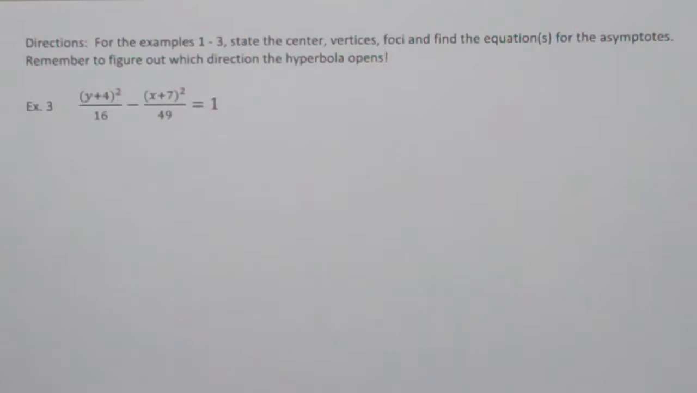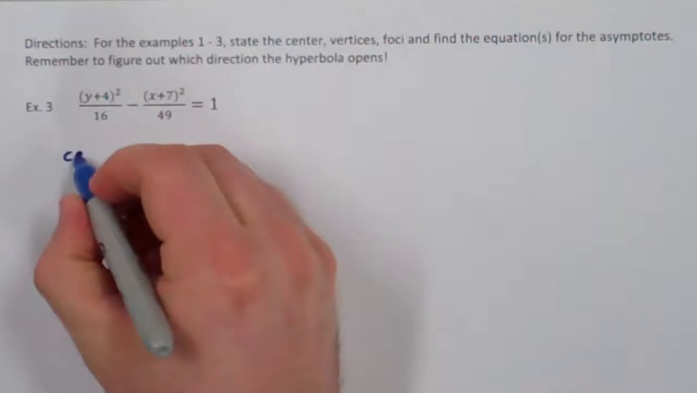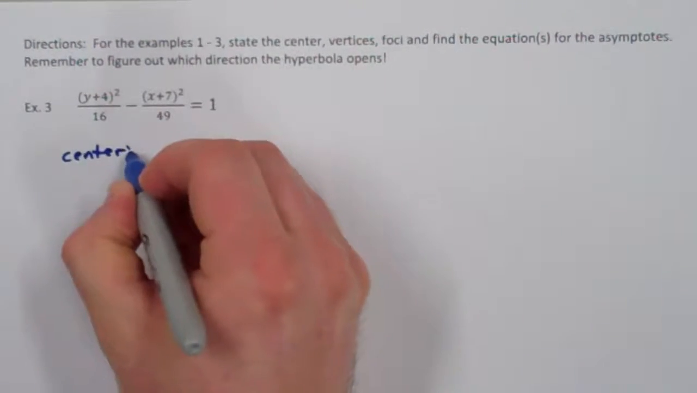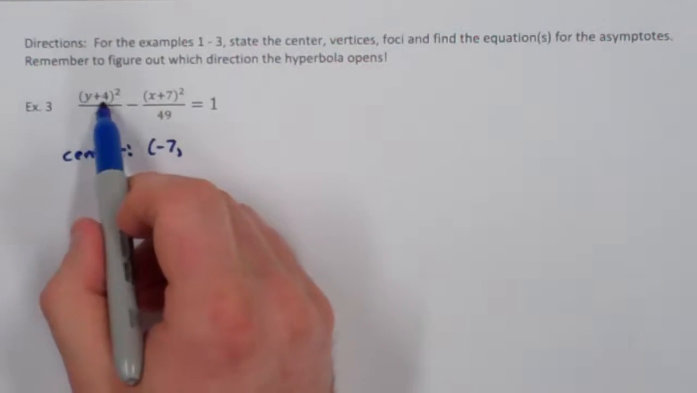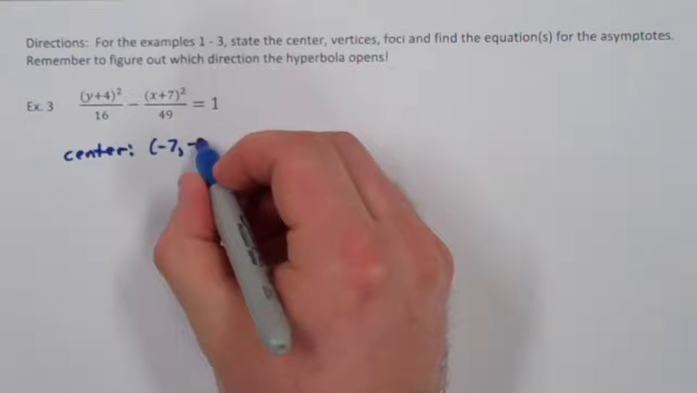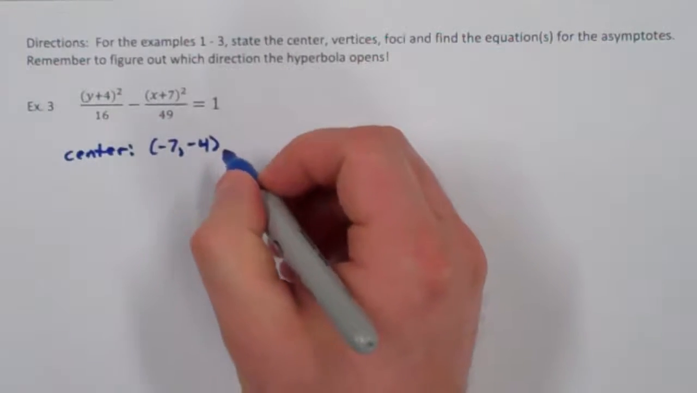One last example from 1 through 3 here. So we got example 3. We'll do the center, vertices, foci, then find the equations for the asymptotes. When we take a look at this to find the center, remember to go to the x term first, and that's a positive 7, so we'll be at negative 7. Then the y term has a plus 4 by it, so we'll be at negative 4.